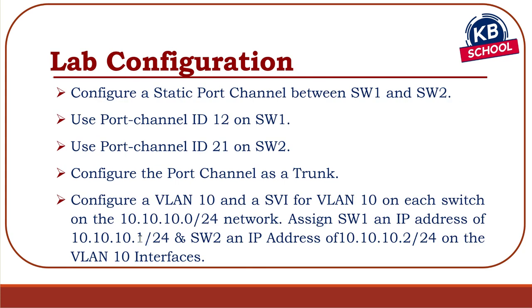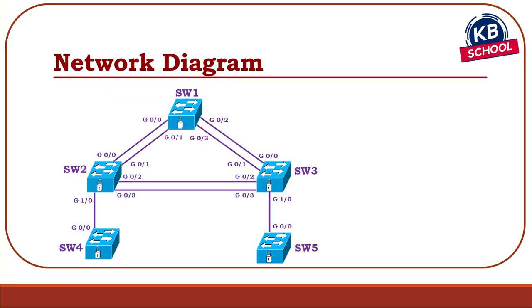Now, let's do a lab based on that. Configure a static port channel between switch 1 and switch 2. Use port channel ID 12 on switch 1 and 21 on switch 2. I'm doing it on purpose so that I can show you that this number is locally significant. Over here the port channel number is 12, and over here the logical port channel number is 21, which is absolutely okay.